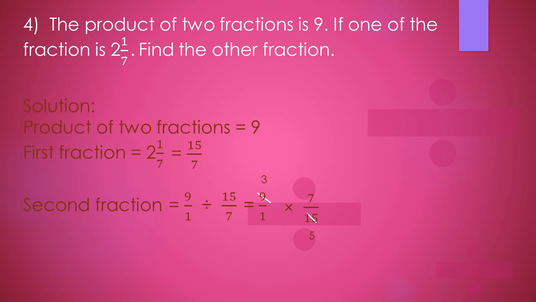Now it cannot be divided further. So do the multiplication. 7 3s are 21 and 5 1s are 5. So the fraction is 21 upon 5. But 21 upon 5 is an improper fraction. So we convert it into a mixed number, and everyone knows how we will convert it into a mixed number. So divide 21 by 5. And the answer is 4 1 upon 5. So the last statement is: the other number is 4 1 upon 5.